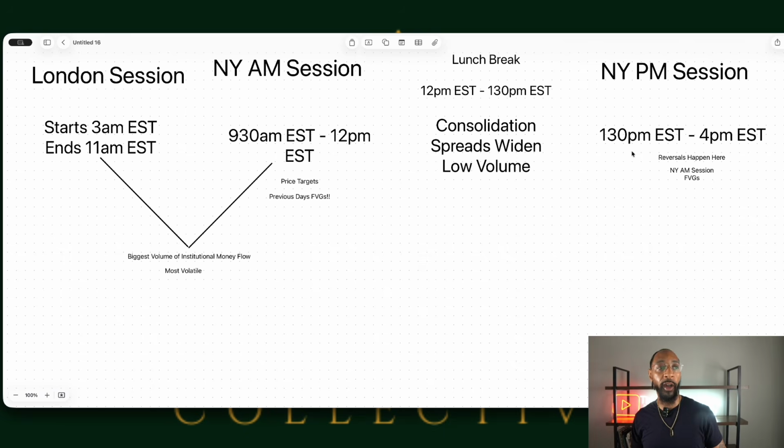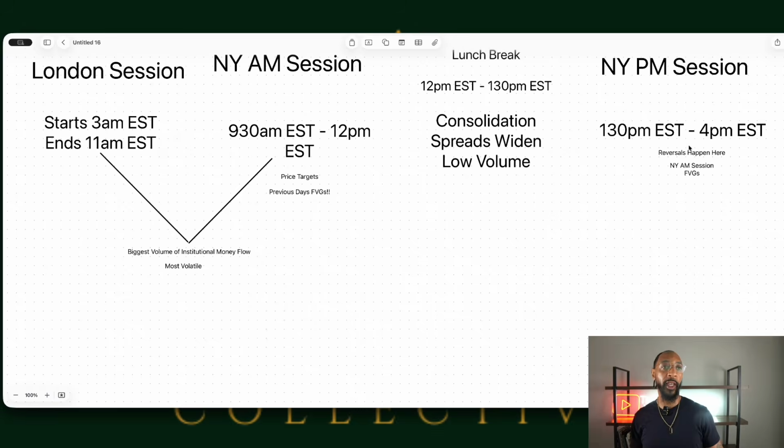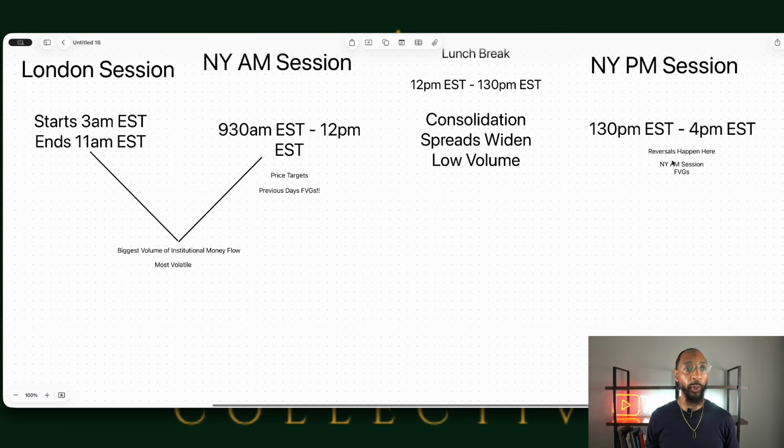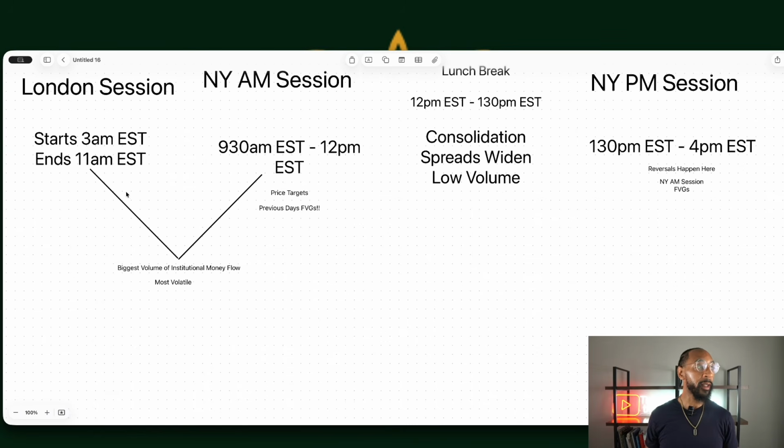Then we start to have a reversal in this direction. And then what ends up happening? Where do the reversals go to? Where are the price targets? The New York AM fair value gaps. That is what happens. So on an everyday basis, this is kind of the flow of the day.